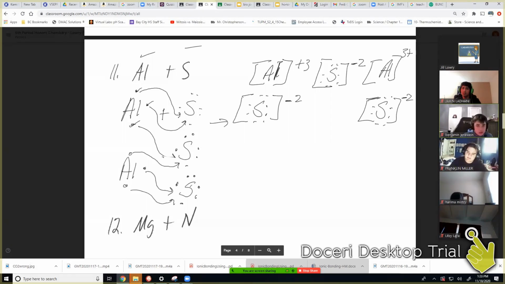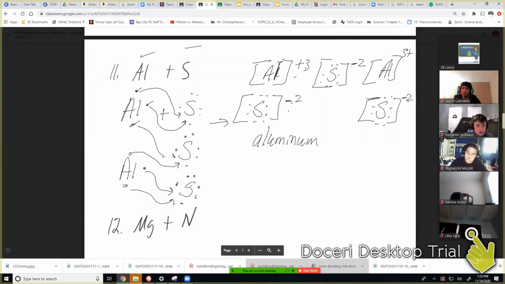Once again, you want to make sure that your positives and negatives are separated. So that's why I didn't pile all of my aluminum on one side and all of my sulfur on the other side. I need a positive to be next to a negative. So now if I check myself, 3 plus 3 is a positive 6. Minus 2 minus 2 minus 2 is a negative 6. So that would be a good formula because my positives and my negatives cancel out.